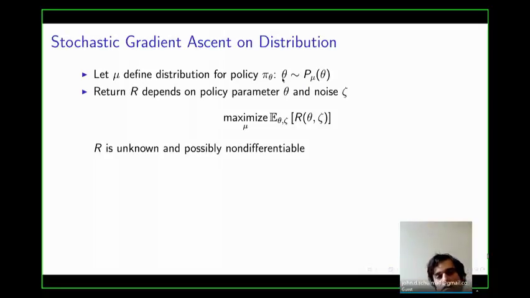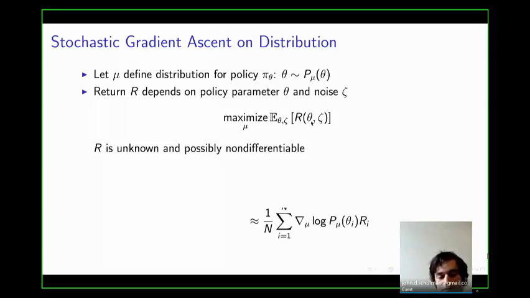Well, this is a little bit non-straightforward because our return is unknown and it's possibly non-differentiable. We don't know this function r, and it's probably not a nice and smooth function of the parameter vector theta. Especially if we have just a discrete action space, then clearly r isn't going to be a deterministic function of our policy parameter. So it's kind of non-obvious that we can even do this, or that we can even differentiate this, but as it turns out, we can.